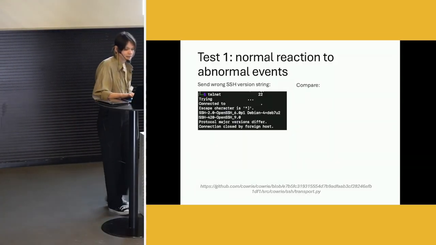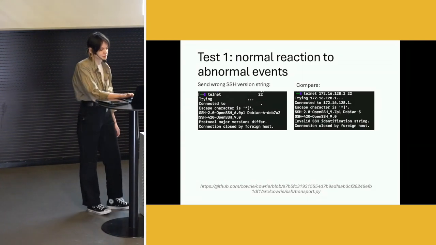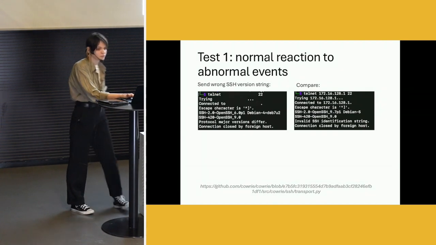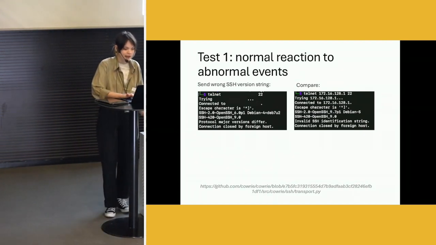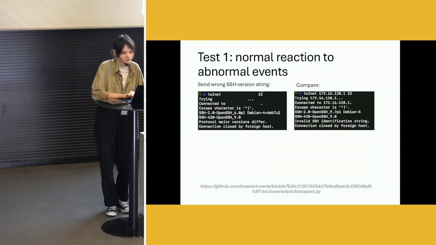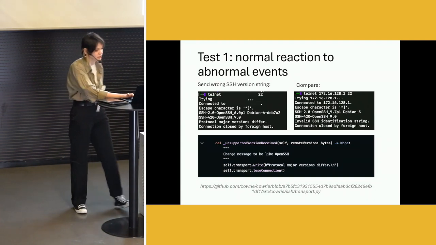This is what we see. You can see here, okay, I didn't put a red square, so you just need to check it. I put the wrong SSH protocol version, and you can see the difference in responses. Protocol major versions differ for the first one, the decoy, and what we see is invalid SSH identification for the real host. And this is backed up by the code. You can see where it's deployed.